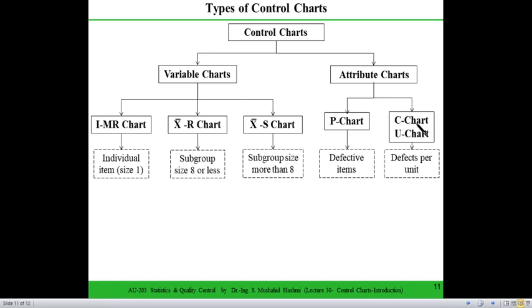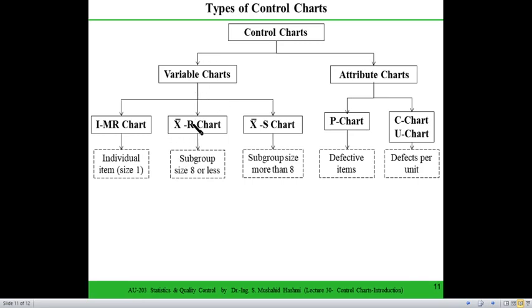So C chart is once your sample size is fixed, we call it a C chart. If your sample size is varying, you call it a U chart. So where we are interested in how many defects per unit you are going to get, or in P chart you're interested in proportion defective. So there are some other charts like NP chart.